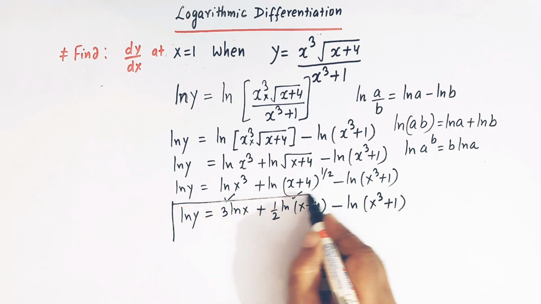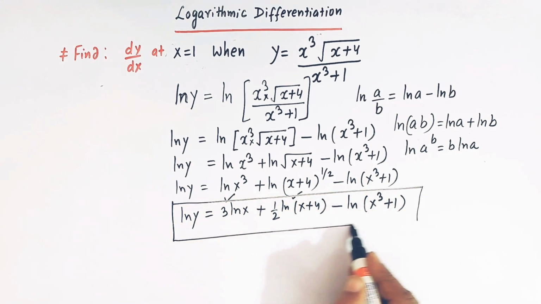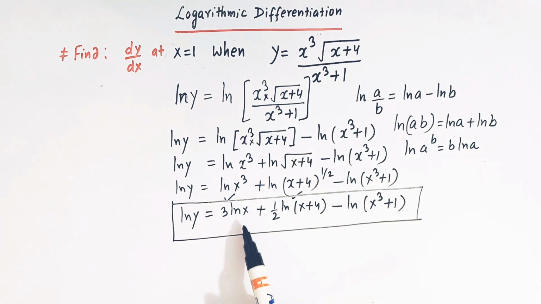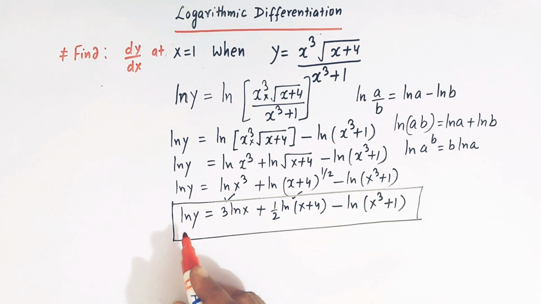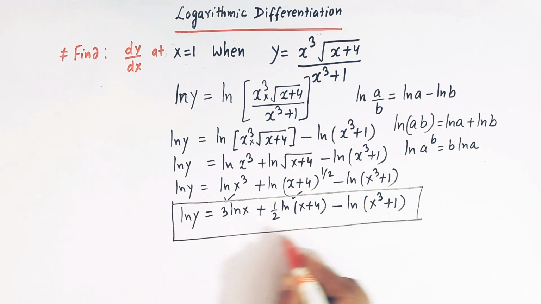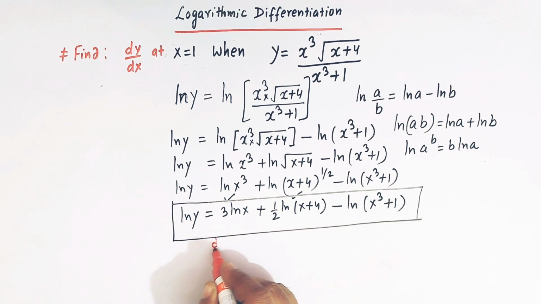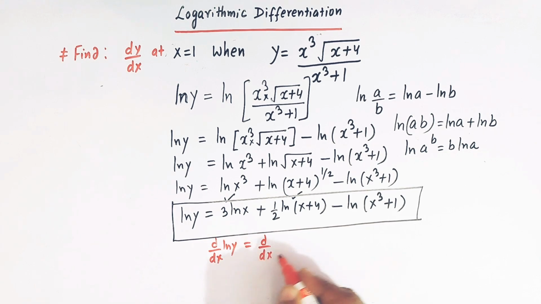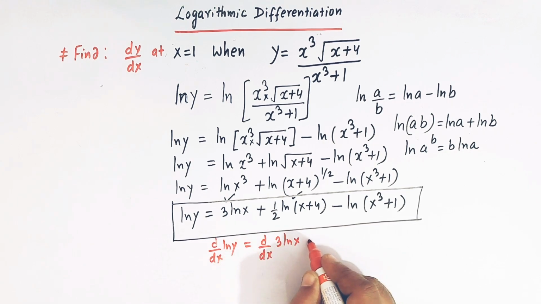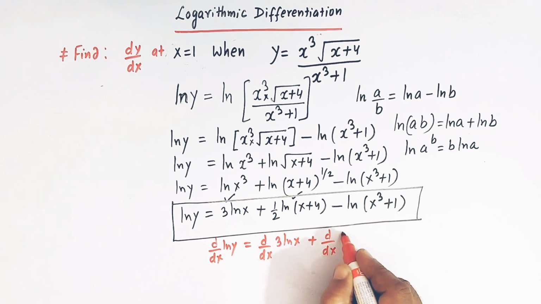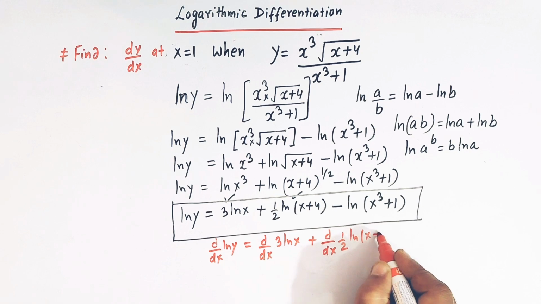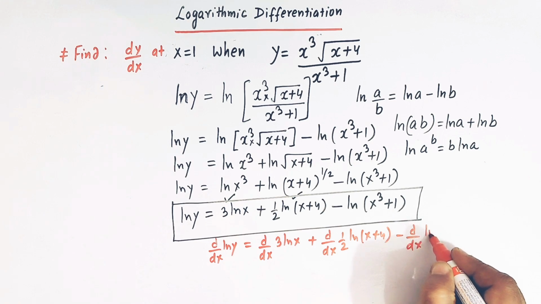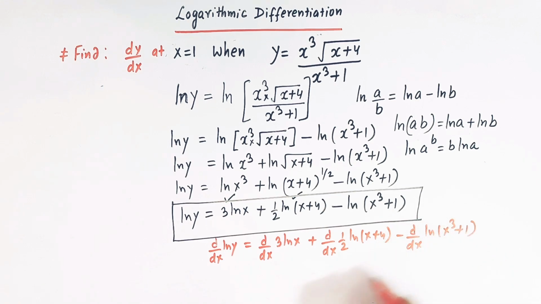So viewers, with the help of logarithms, we have redefined this function like this. So now let us differentiate both sides with respect to x. So we have d by dx of log y, then we have d by dx of 3 times log of x, then d by dx of half log of x plus 4, then we have d by dx of log of x cube plus 1, right?